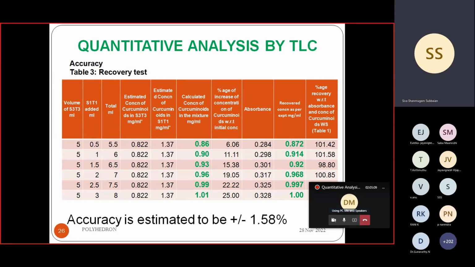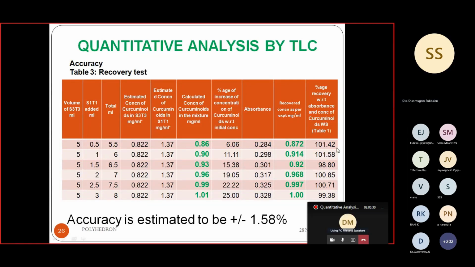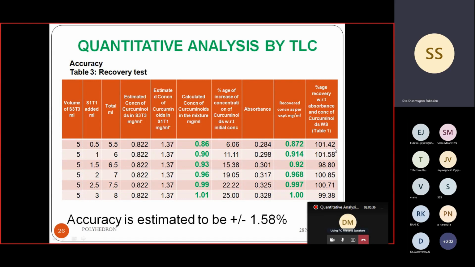Okay, now I'm resuming the recovery test. I'm not going to explain the protocol adopted by us for the recovery test. I'm just going to explain how much result we have got as the recovery. So it is from 101.4 to 101.58. The maximum error we have got is 1.58. That is, the method is accurate enough from the level of 98.4% to 101.6%. A 100% sample can give either 98.4 or 101.6. So this is the error that we can expect in this method.